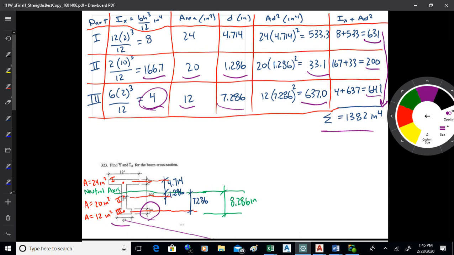Okay. So that number represents the amount of stress that will build up when you apply a load on that beam. The bigger the number, the less stress you'll have that builds up. So that's a big part of being able to design a beam.